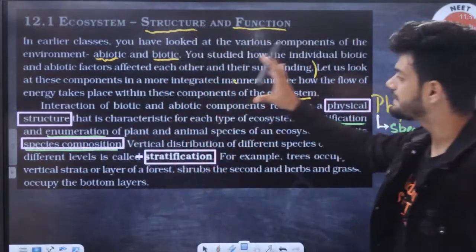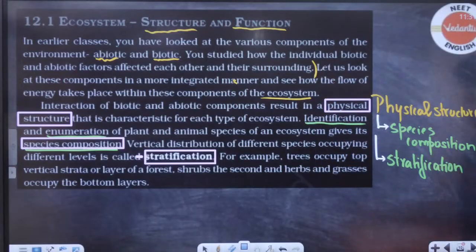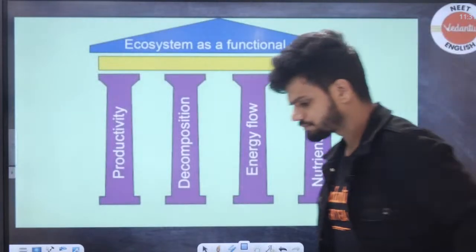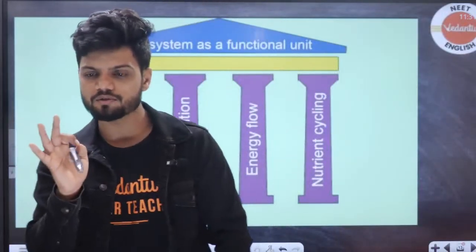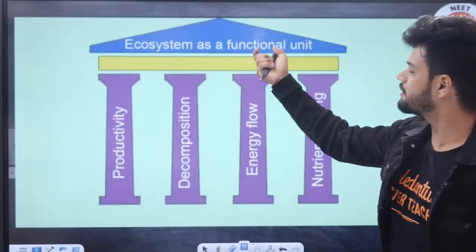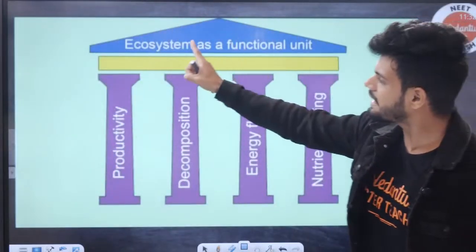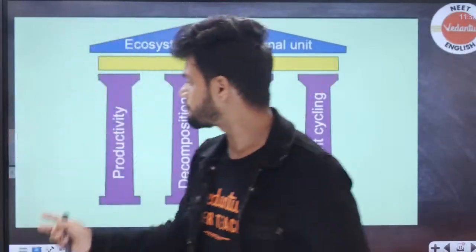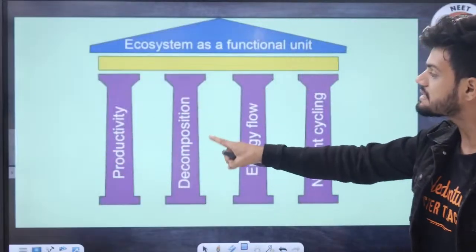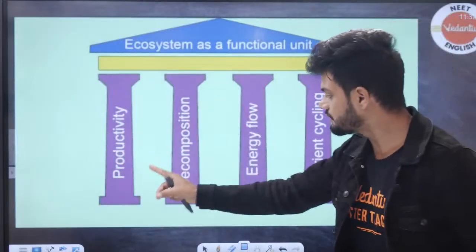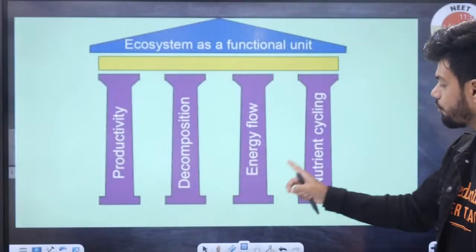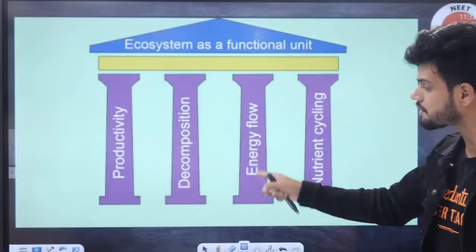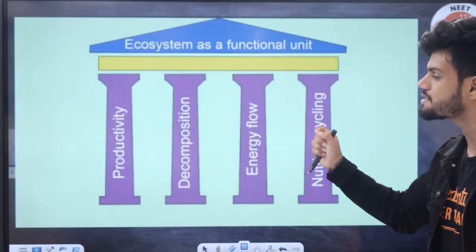Now this is called the vertical, your physical structure of an ecosystem. Now students, all of us know that the ecosystem is a functional unit of nature. This entire ecosystem is held by 4 long pillars. If any of these pillars is removed, the entire ecosystem will collapse. That is productivity, decomposition, energy flow, and nutrient cycle.